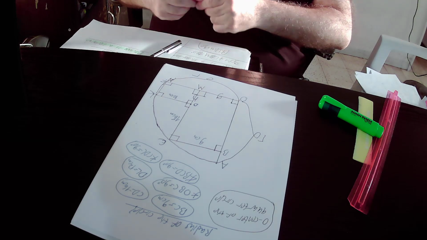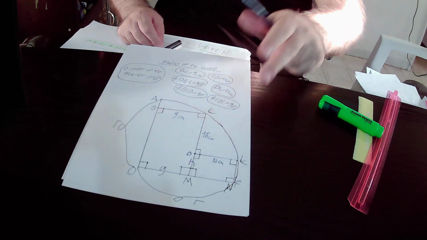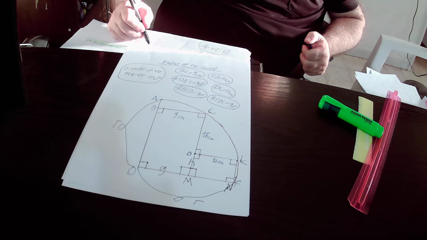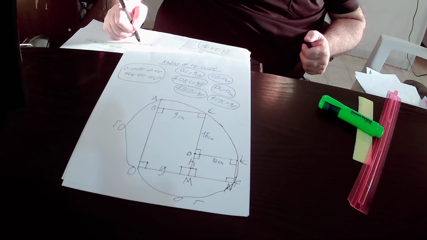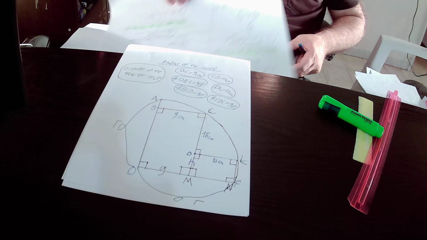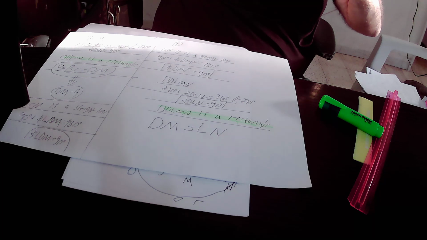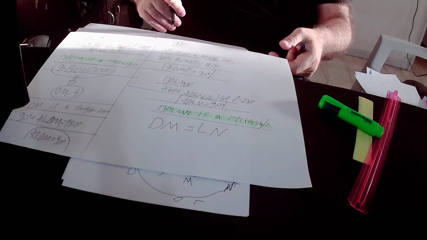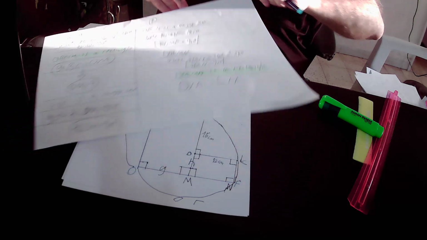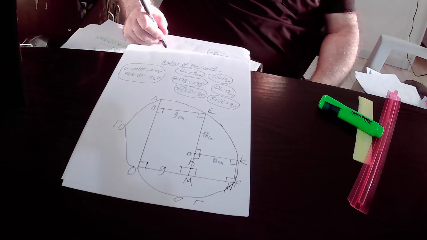Repeat again, we know that the opposite sides of a rectangle are equal to each other. So in rectangle DLMN, side DM must be equal to side LN, according to the rule that the opposite sides of a rectangle are equal to each other. But according to our definition, side DM equals H. So we can write here that DM equals H.